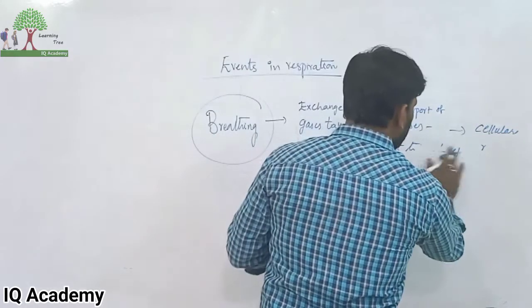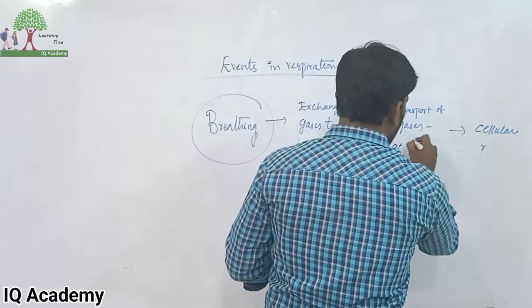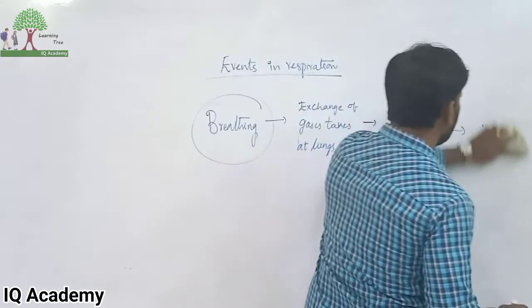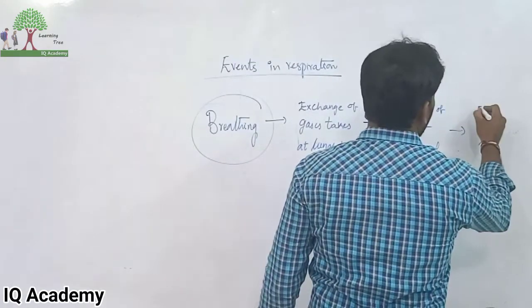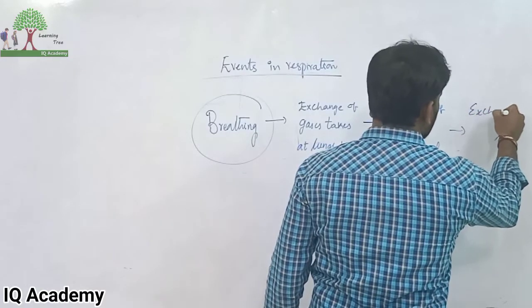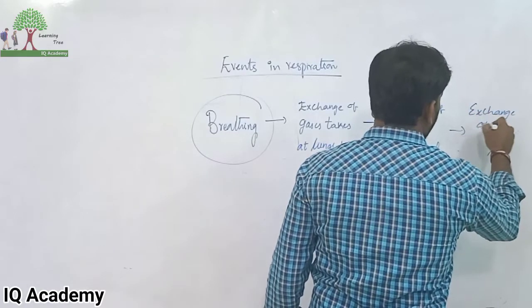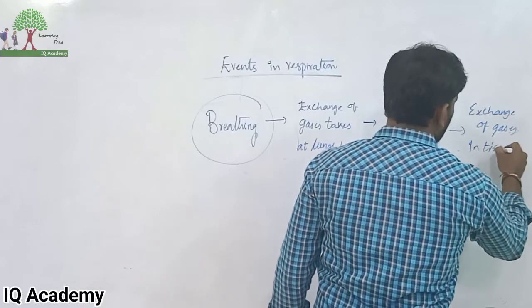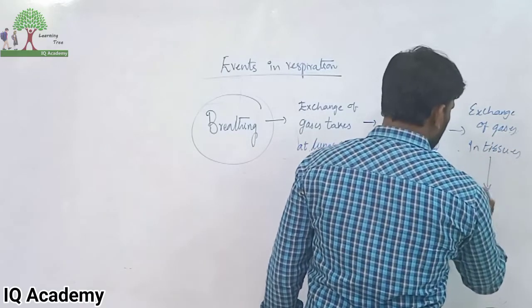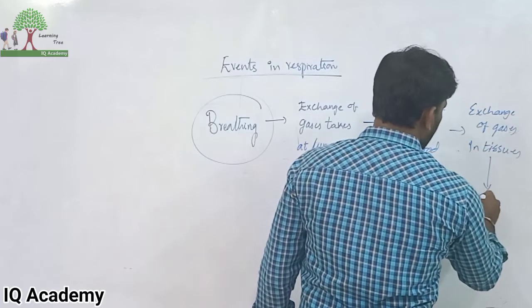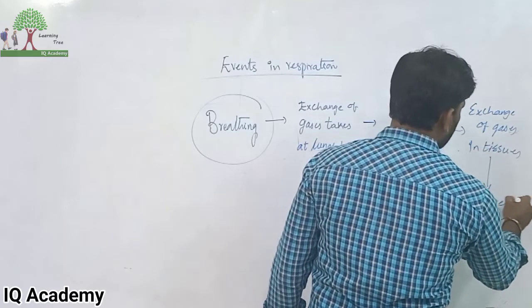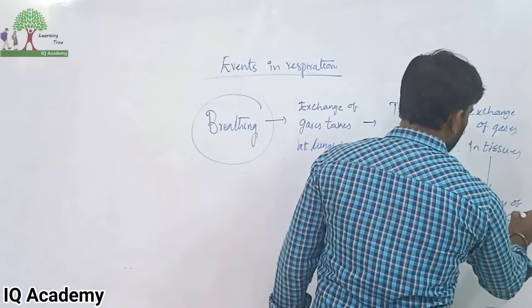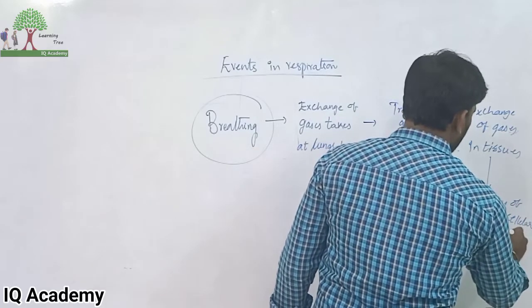After that, it takes place in the blood. In the blood, as it consists of tissues, exchange of gases in tissues, and at last exchange of gases in cellular level.